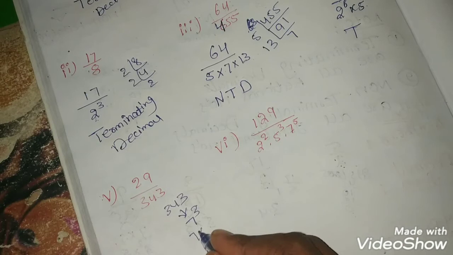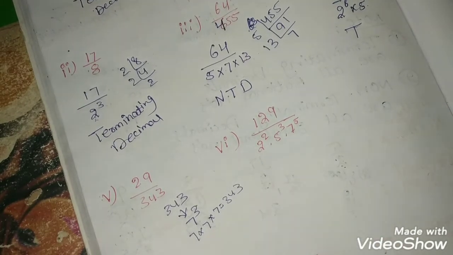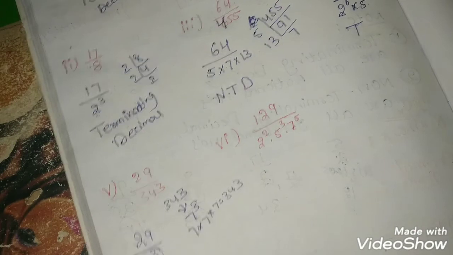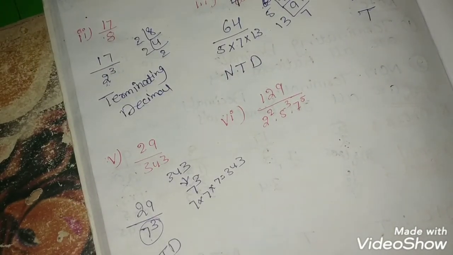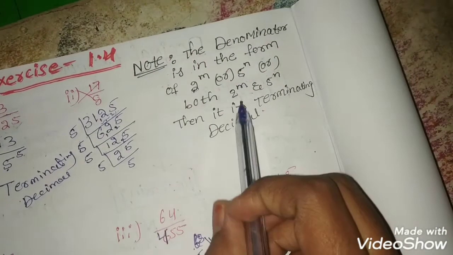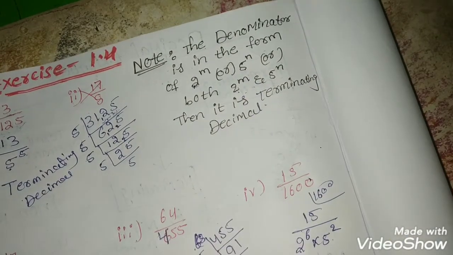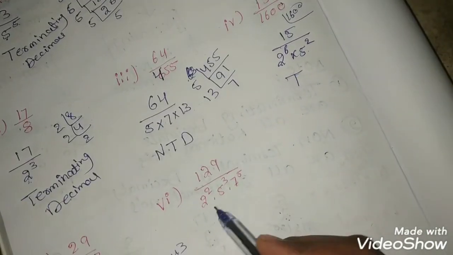You can check 7 into 7 into 7. We will get 343. Okay. So how can we write 29 by 7 cube? See, here the denominator is 7 cube. So easily we can say that this is a non-terminating decimal. Why? We need a denominator in the form of 2 power m or 5 power n, or both 2 power m and 5 power n. Understand? Okay.